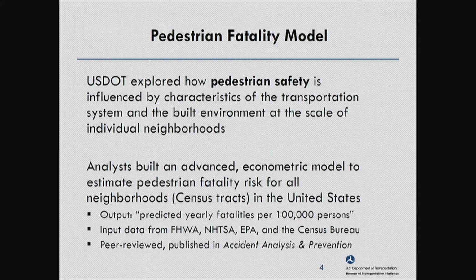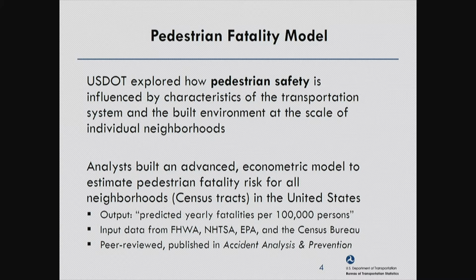So one topic that was explored was how pedestrian safety is influenced by characteristics of the transportation system and the built environment, looking at neighborhood scales across the entire United States. Analysts in our policy office at USDOT built an advanced econometric model that looked at estimating pedestrian fatality risk for all neighborhoods, at least at the census tract level, in the US, with the output statistic being a predicted number of yearly fatalities per 100,000 people.